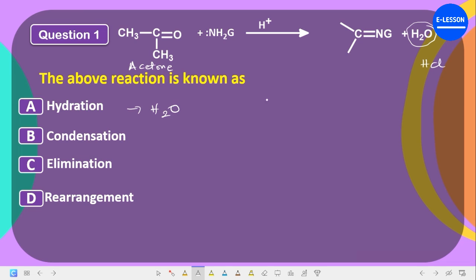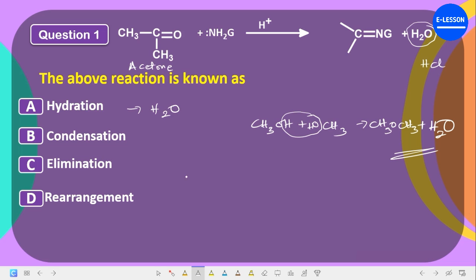Condensation reaction. For instance, if we say CH3OH, this is an alcohol, plus another CH3OH. When these two come together to eliminate water, you see this forms CH3OCH3 plus H2O. This kind of reaction is called what? Condensation reaction. So the correct answer to this question is condensation reaction.